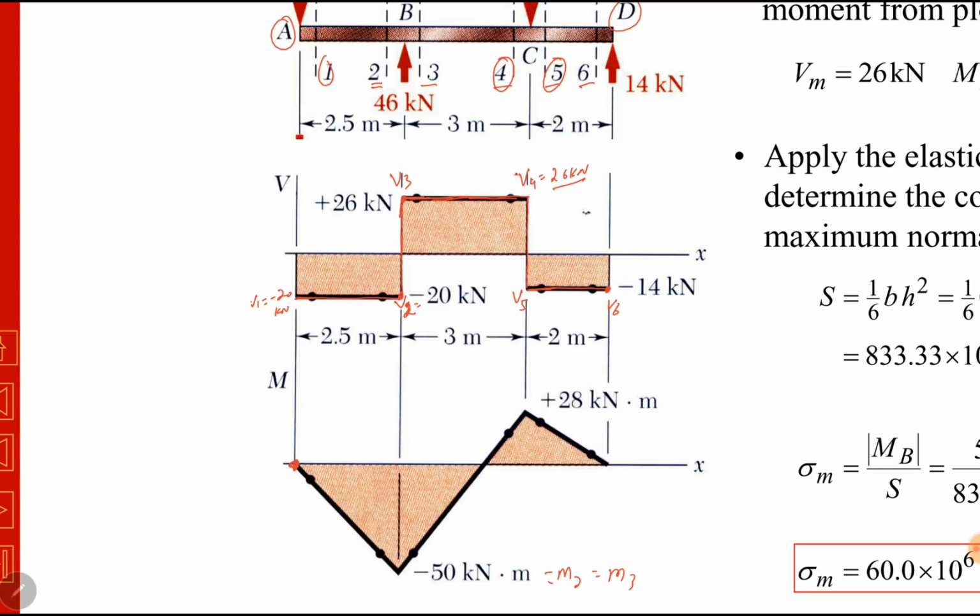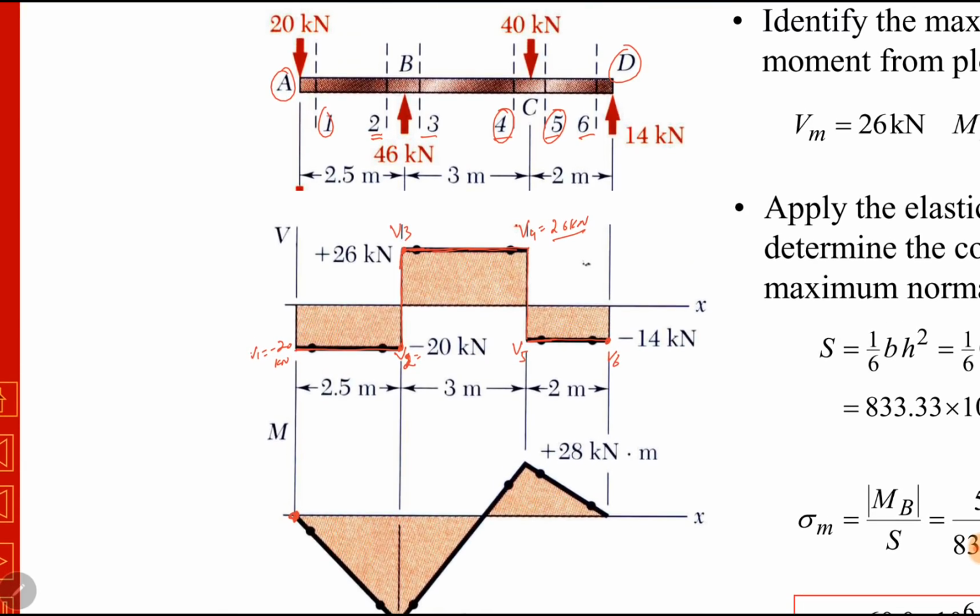And if there are two concentrated loads at two different points, shear force between them will be constant. We can see that there are two concentrated forces at A and B, so shear force is constant between A and B. Similarly, between B and C, it is constant. Between C and D, it is constant, because there are concentrated forces at all these points.